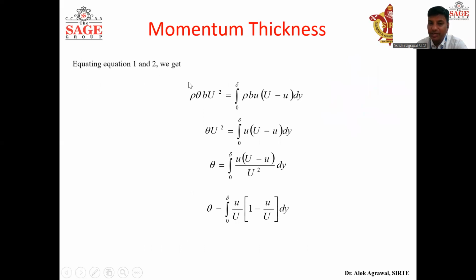What we'll get is equation 2 on the left-hand side and equation 1 on the right-hand side. Putting theta on the left-hand side and moving the rest to the right-hand side, we can reduce our equation as theta is equal to the integral from 0 to delta of u by U into (1 minus u by U) dy. So this is the formula for momentum thickness.